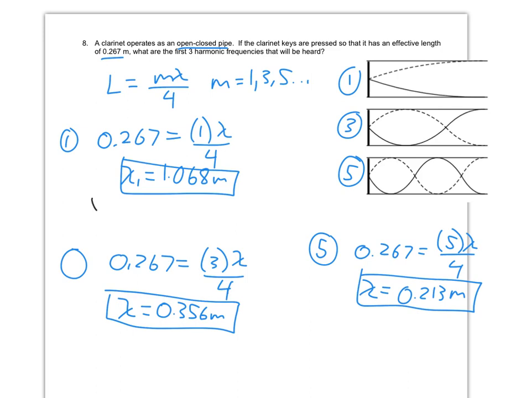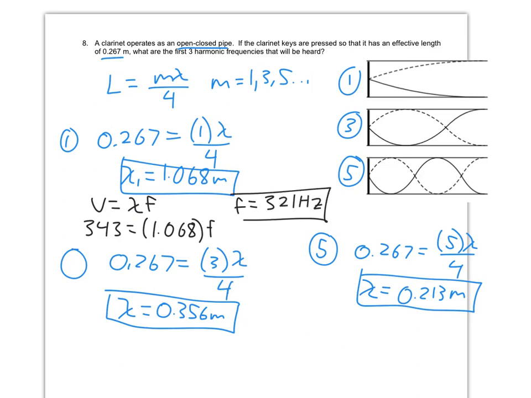We're going to go back for each of them and say v equals lambda f. In this case, our velocity will always be 343 because it is traveling through air, so that's the speed of sound through air. So we can sub in our wavelength and determine our frequency. For the first one, the frequency is going to be 321 hertz.